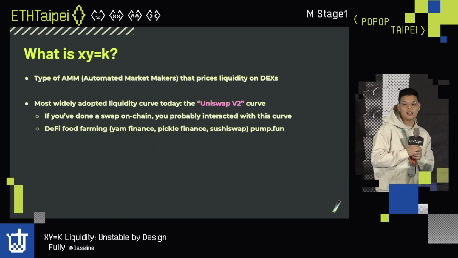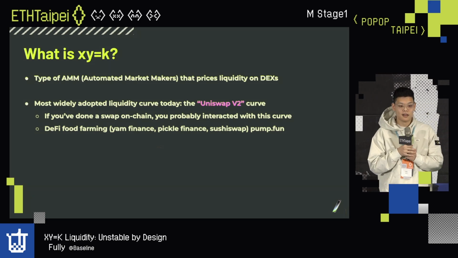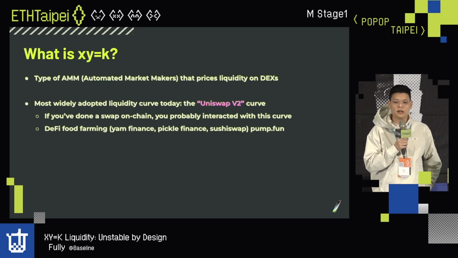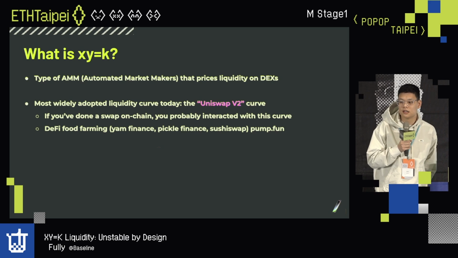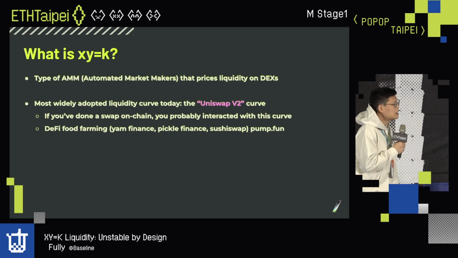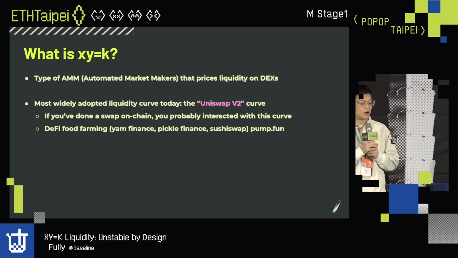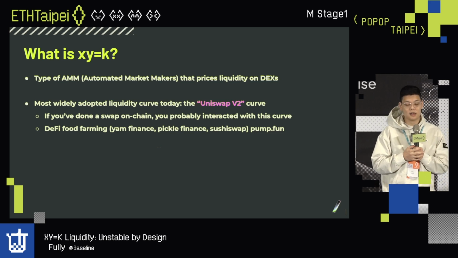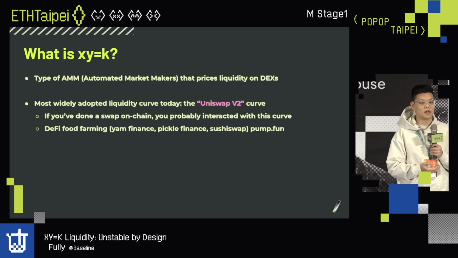Okay, so I kind of want to get a gauge of people's familiarity with this topic. Just by show of hands, how many people know what XYK is or have heard of it? Okay, so a decent amount. For those who don't know, XYK is a type of automated market maker that helps price liquidity on DEXs. And it's actually the most adopted on-chain liquidity curve that we use today.